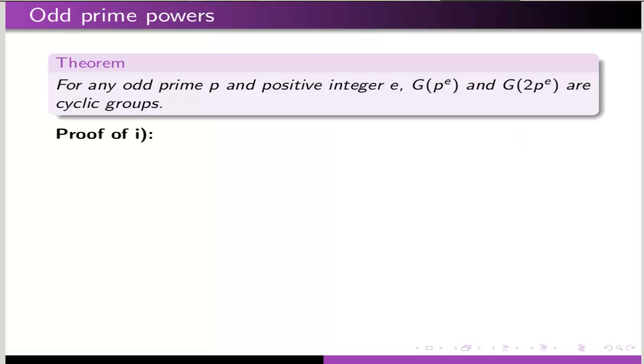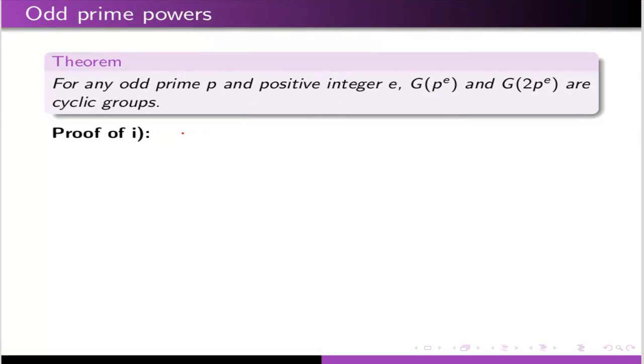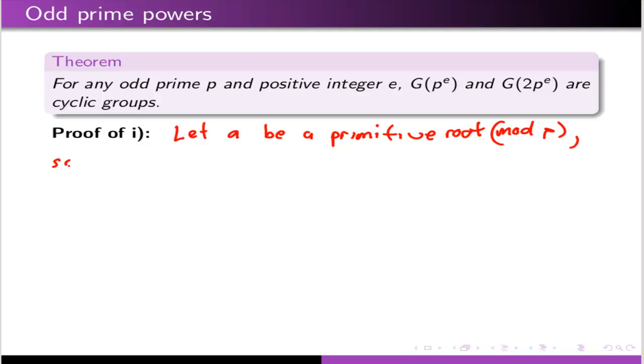So let's start with an odd prime power and show that for p to the e, the group of units is a cyclic group. So we start with G_p. We've seen that G_p is a cyclic group, so let's let a be a primitive root mod p. So the order mod p of a is exactly p minus 1.